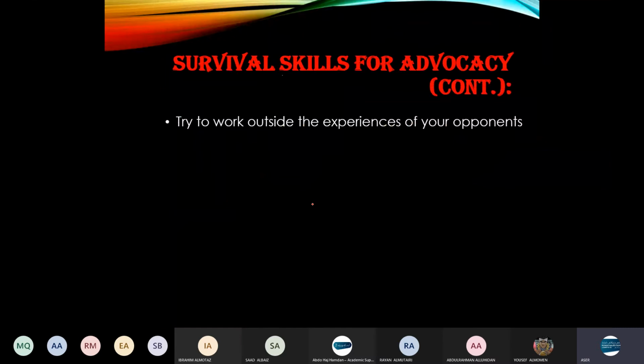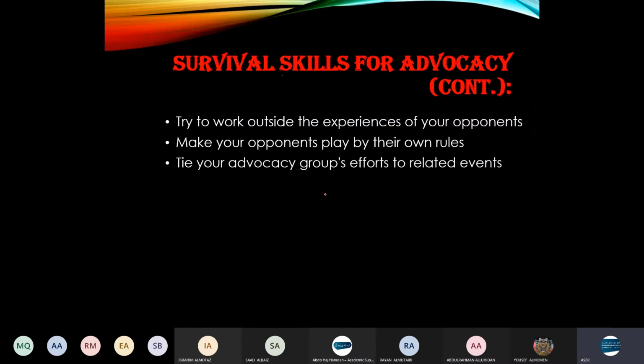Last thing, we should try to work outside the experience of your opponent. Make your opponents play by their own rules. Tie your advocacy group's efforts to related events, and later enjoy yourself. So one reason is that we must try to work outside of the experience of our opponents, because if they do not understand something, they will not be able to defend themselves while we advocate for it. And we must make them play by their own rules.